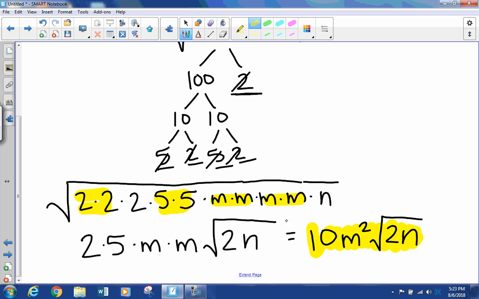And that's just a few examples. Some of them you may have seen done in class, others of them may be new to you, but that is a brief summary of how to simplify radical expressions.